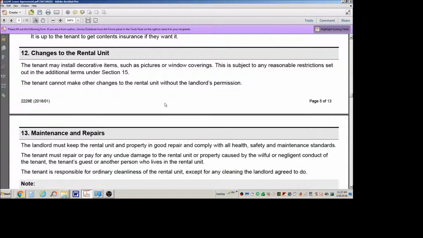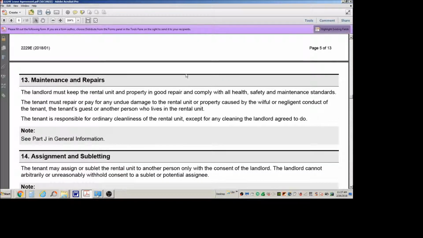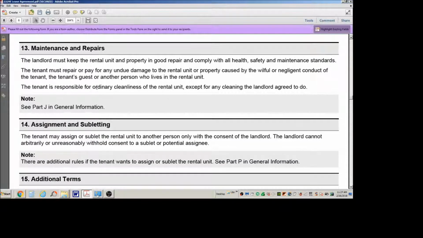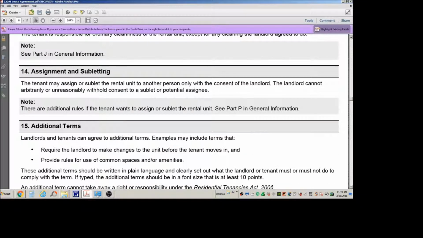Changes to the rental unit, this is standard again, and tenants need permission from the landlord. Maintenance and repairs: if it's minor repairs, the tenants are responsible for it, and usually it's negligence, like the dog peeing on the floors or whatever, you're responsible for that. Assignment and subletting, again, it has to go through the landlord. The landlord has to do the checks.